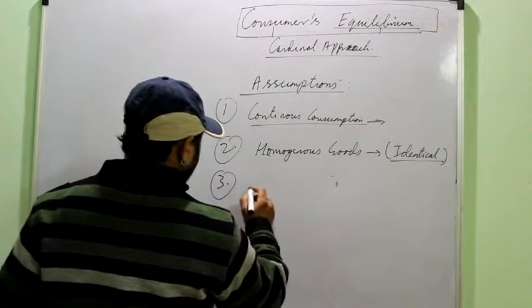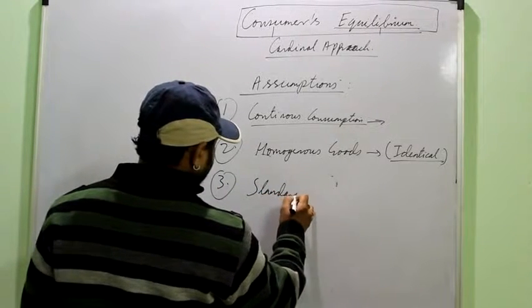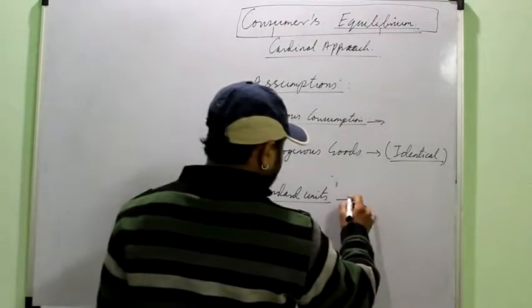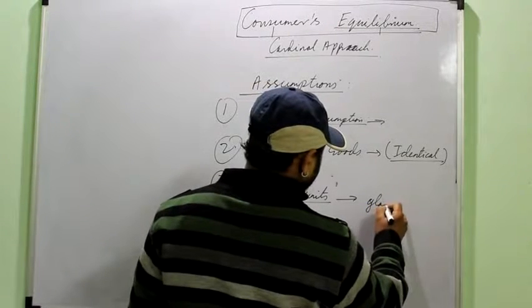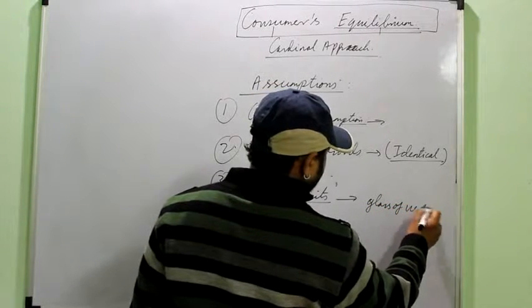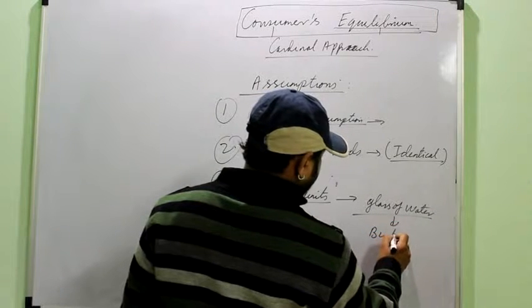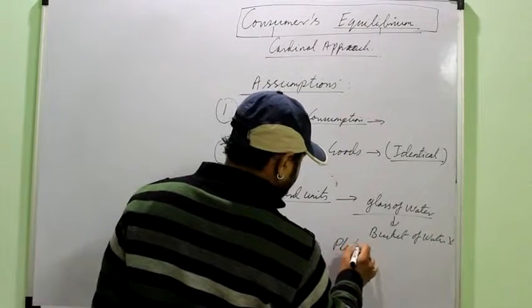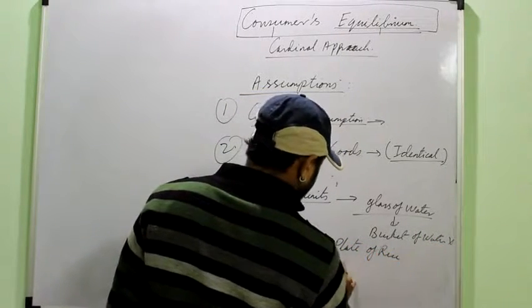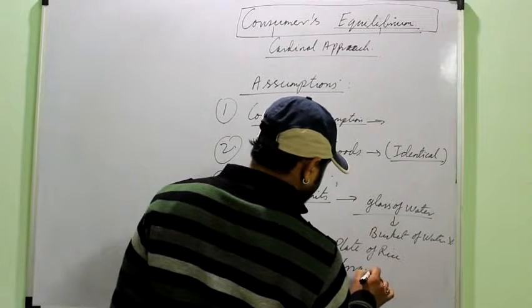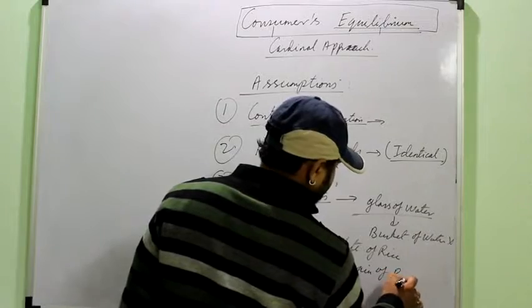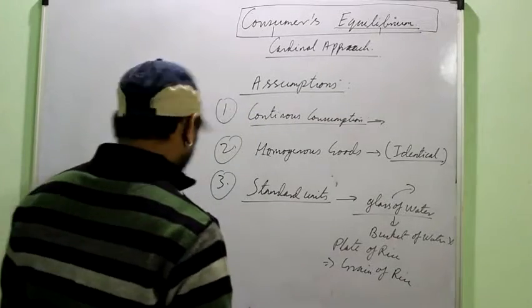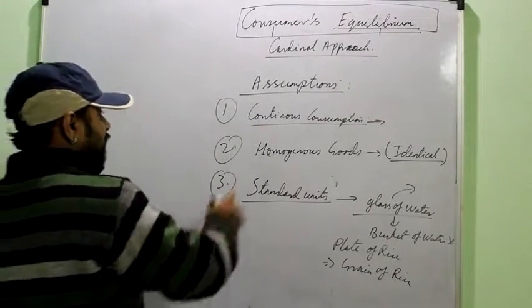Then third is the standard units. Standard units means you have to measure the units like this. Say a glass of water and not a bucket of water. And say a plate of rice and not a grain of rice. Similarly here, not a drop of water. Okay, you have to take the standard units only, then the law would be applicable, otherwise not. So these are three important assumptions.